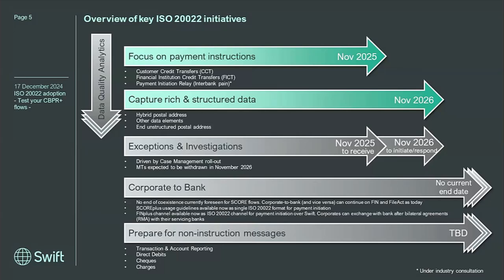And finally, corporate to bank flows, which has never really been a mandatory part of the CBPR Plus migration, but we recognize it's an important piece of the puzzle, ensuring this smooth end-to-end payment journey, as that is where a lot of cross-border payments begin. So there's definitely clear interoperability, compliance, and straight-through processing benefits in using ISO for the corporate to bank flows. But at this point, there is no end of coexistence date foreseen for the SCORE customers, and it's really up to the financial institutions to set their own timelines for the corporates to adopt ISO. And we do have a corporate strategy where we aim to assist with those flows, but that's a whole separate topic, and we have separate webinars that cover that topic as well.